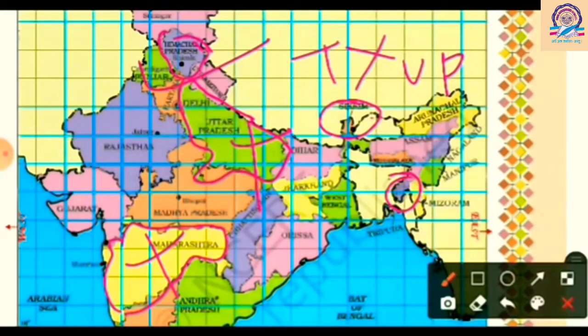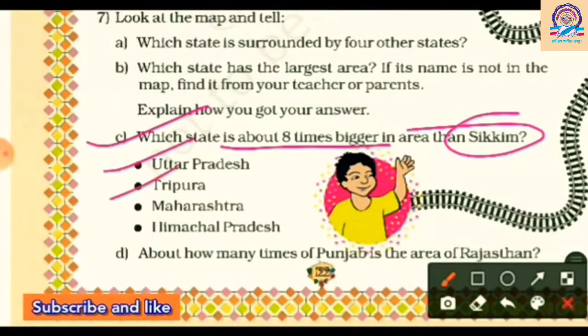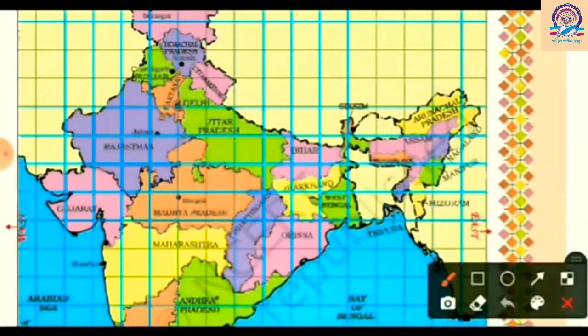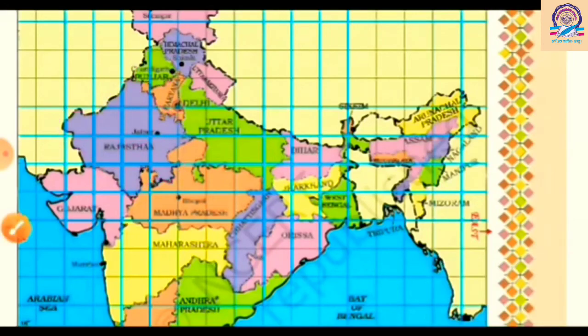Now coming to the last question. About how many times of Punjab is the area of Rajasthan? Okay, how many times of Punjab is the area of Rajasthan? Let's see. As you can see in the map, here is Punjab, and below that there is Rajasthan. As you can see, the big area of Rajasthan. We have to compare both these states.